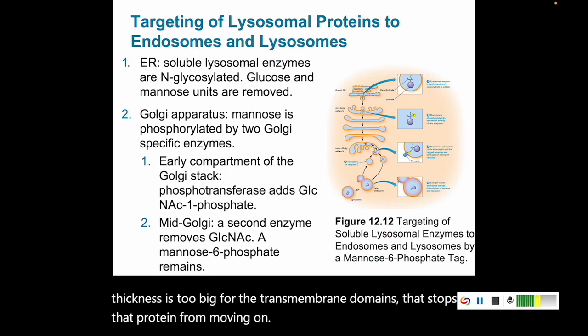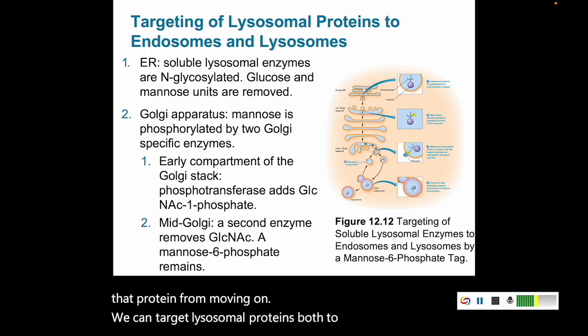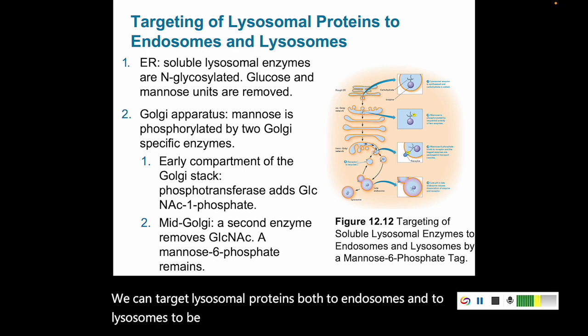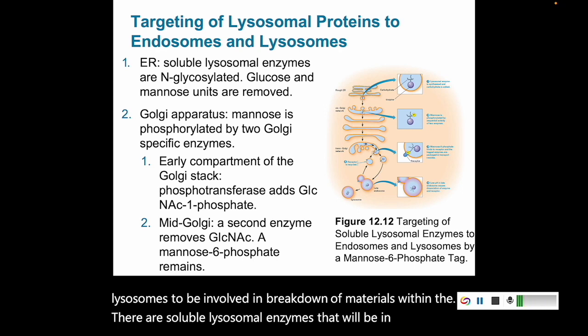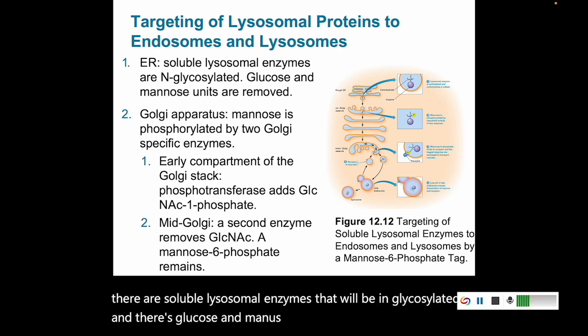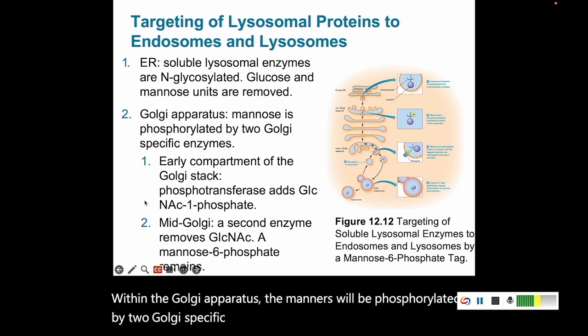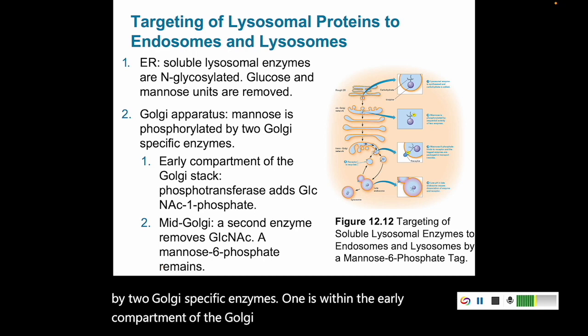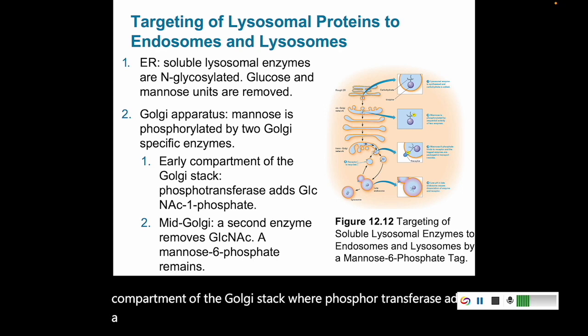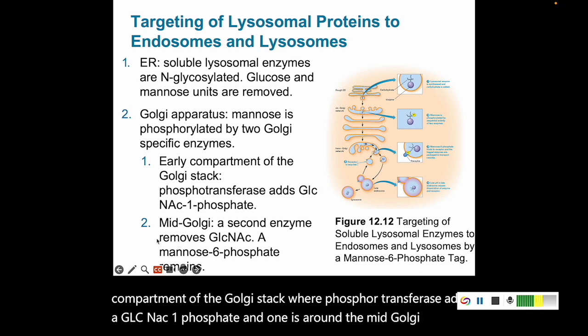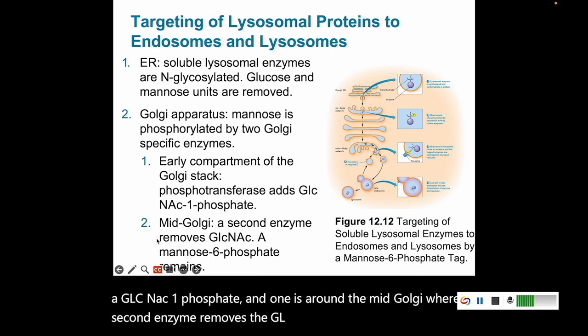We can target lysosomal proteins, both to endosomes and to lysosomes, to be involved in breakdown of materials. Within the ER, there are soluble lysosomal enzymes that will be N-glycosylated, and those glucose and mannose units can be removed. Within the Golgi apparatus, the mannose will be phosphorylated by 2 Golgi-specific enzymes. One is within the early compartment of the Golgi stack, where phosphotransferase adds a GlcNAc-1-phosphate, and one is around the mid-Golgi, where a second enzyme removes the GlcNAc and a mannose 6-phosphate remains.